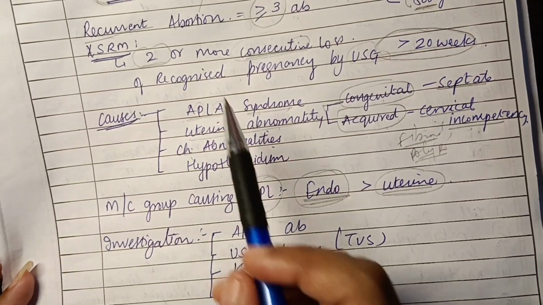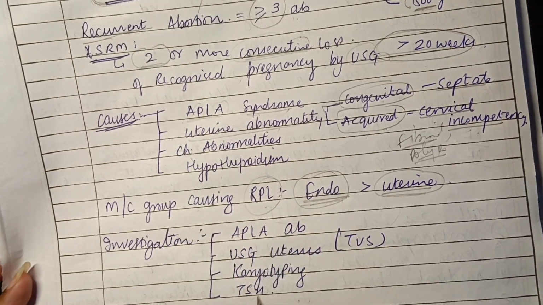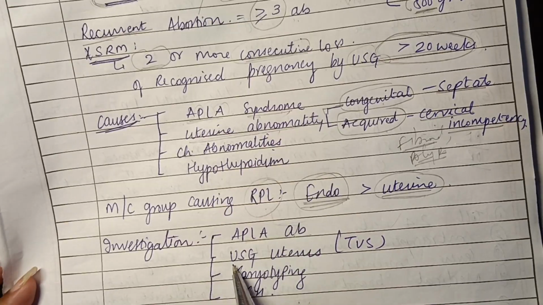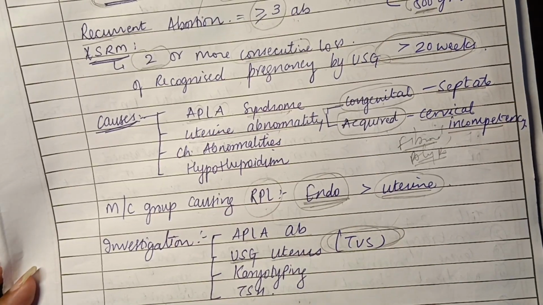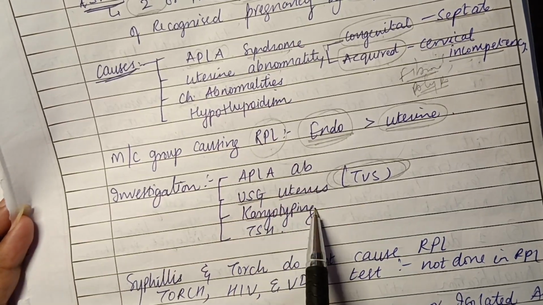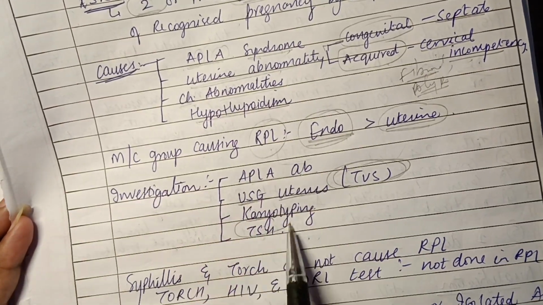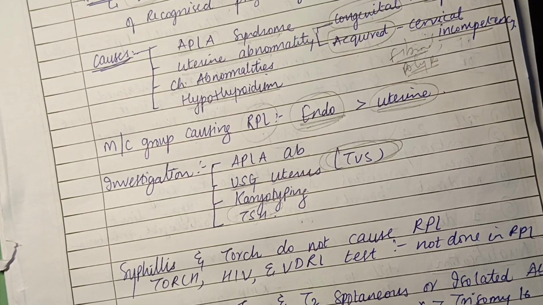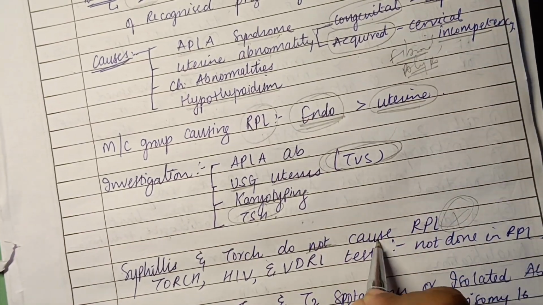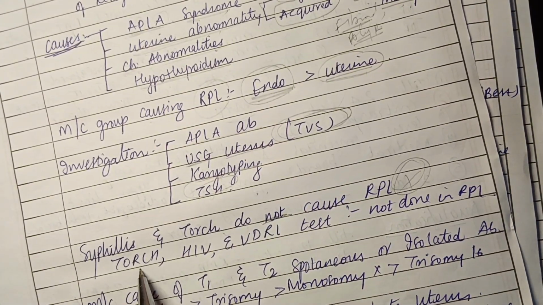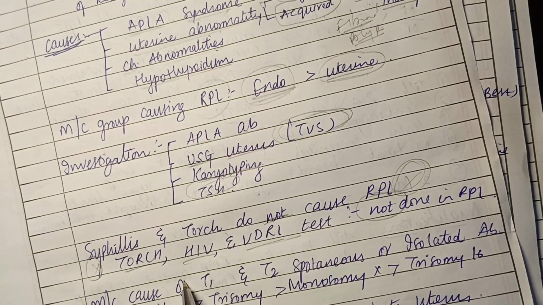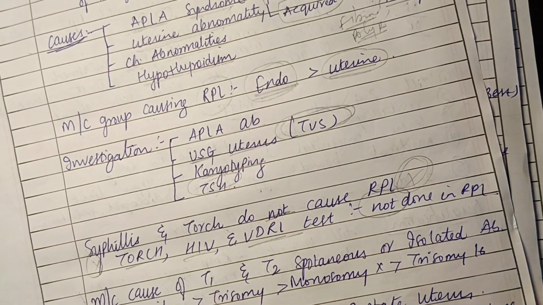Now investigation. As there are four causes, we will do four investigations. That is APLA syndrome, APLA antibody. Uterine abnormalities, we will go for USG uterus, that is TVS, transvaginal sonography. Then for chromosome abnormalities, we go for karyotyping, and for hypothyroidism, we do TSH. Now syphilis and TORCH do not cause recurrent pregnancy loss. So that's why TORCH, HIV or VDRL tests are not done in recurrent pregnancy loss.